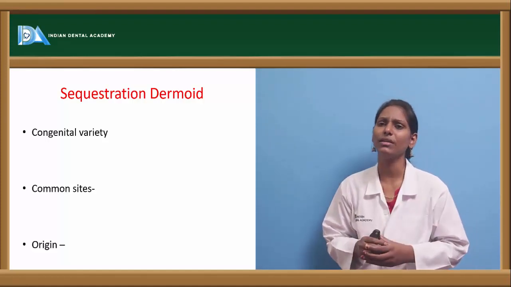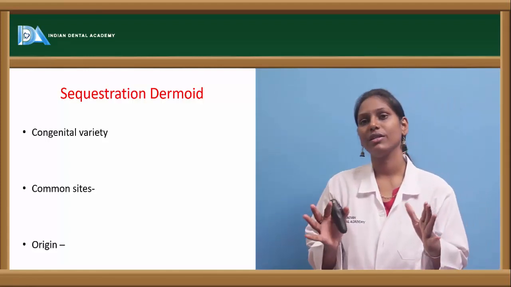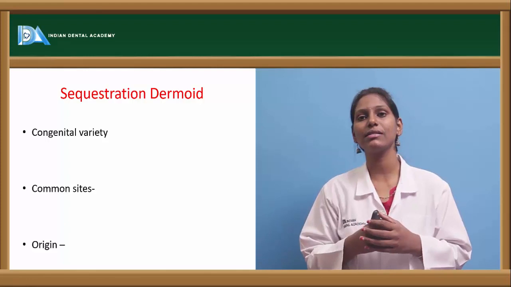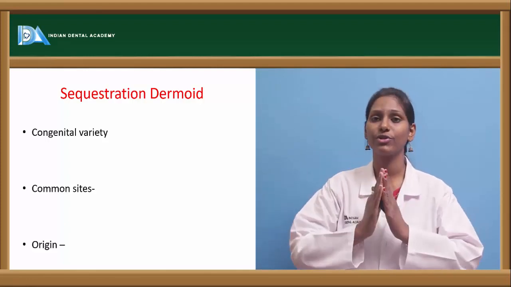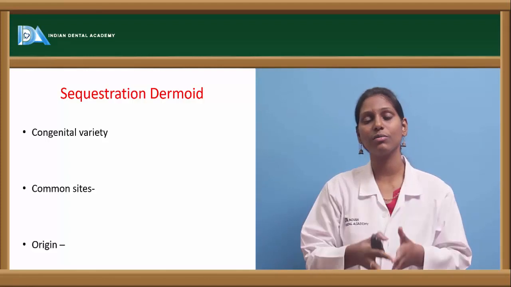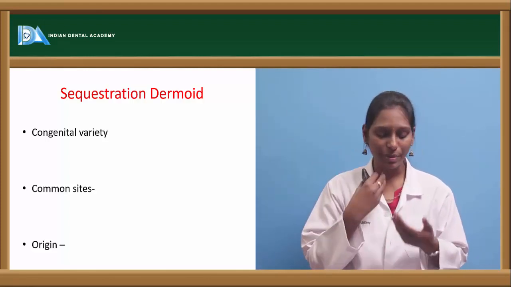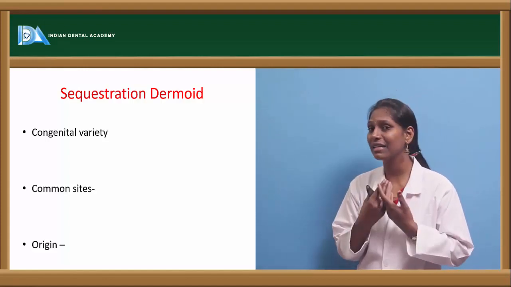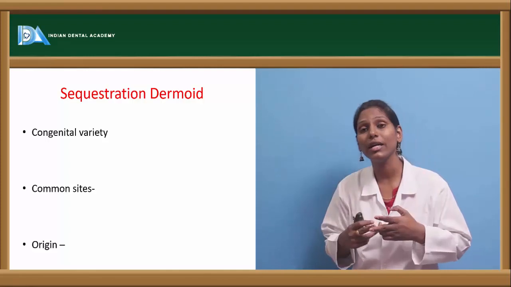The most common sites of this sequestration dermoid, the pathognomonic feature, is midline. Usually dermoid cysts occur in the midline, because they are at the line of your embryonic fusions. Along the embryonic fusions, these dermoid cysts occur. So most commonly, these occur along the midlines, such as the midline of the neck. And second, they are also present along the outer canthus of the eye. That is also called angular dermoids.